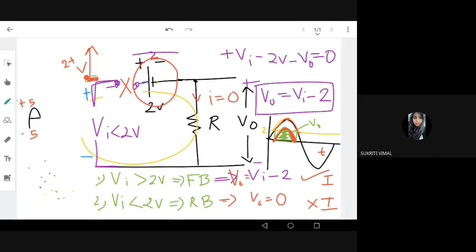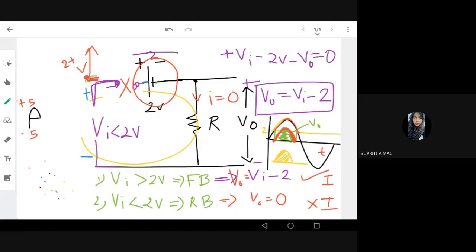If someone asks me to draw the current waveform, I know that the current waveform just follows the voltage waveform, like this yellow thing I'm showing at the bottom of my voltage graph. This is my current graph, exactly following the voltage graph. Okay.